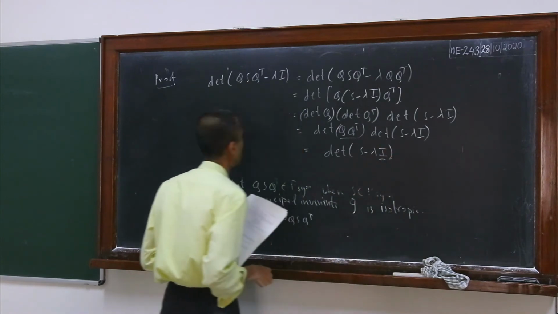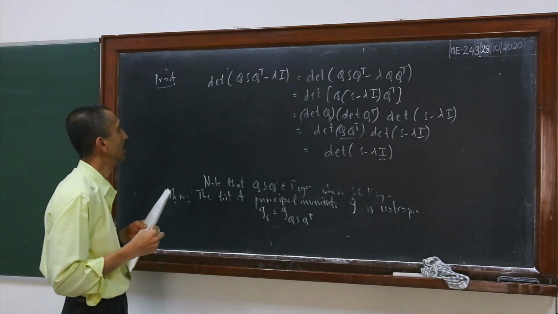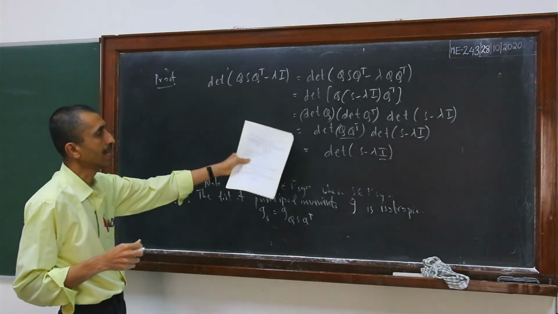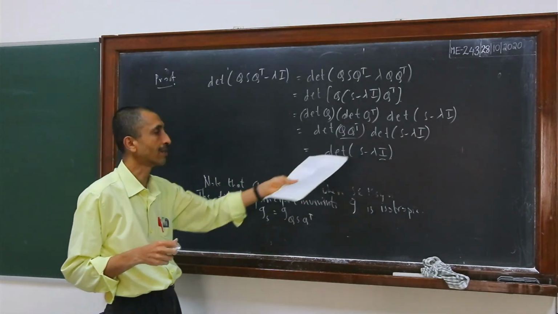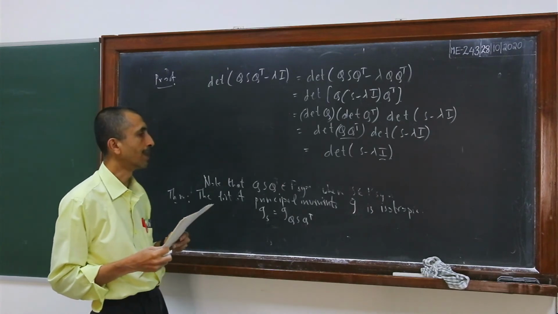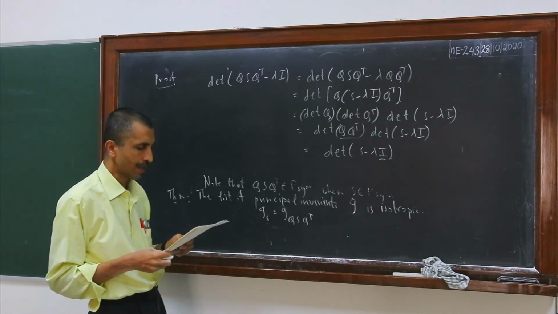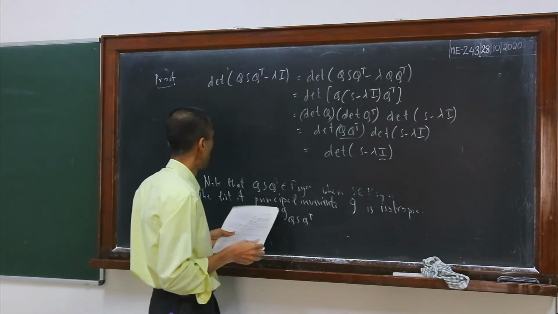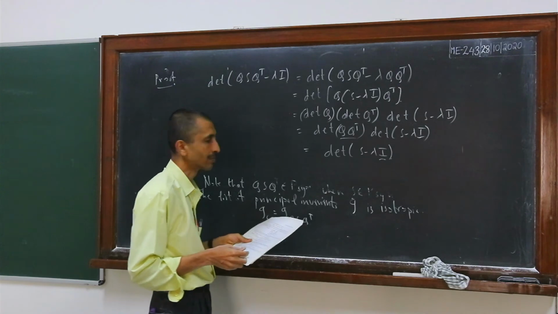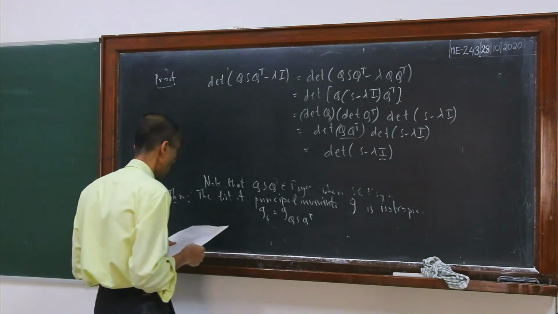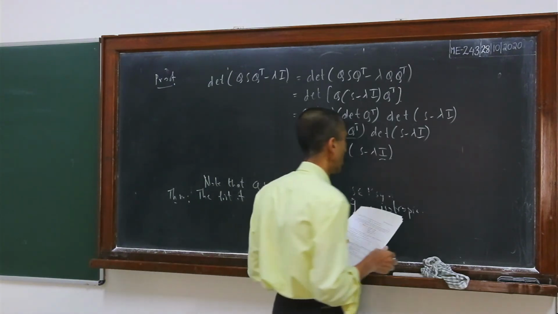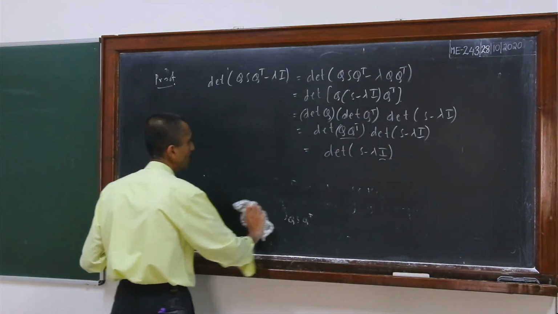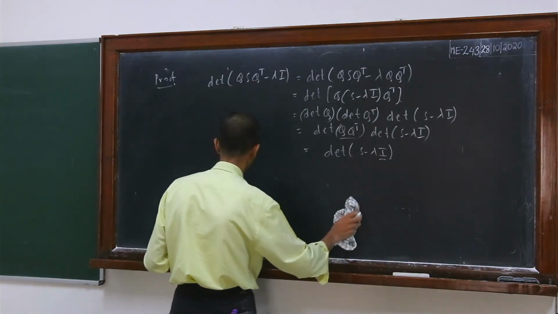So what we have shown is that the characteristic equation of QSQ transpose is the same as that of S, and if the characteristic equation is the same, then the principal invariants are also the same. So effectively what we have shown is that all the principal invariants are isotropic functions. So that is, I is isotropic. The set of principal invariants are scalar valued isotropic functions. That is what we have now shown here.